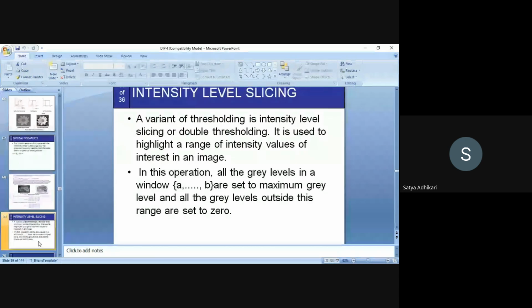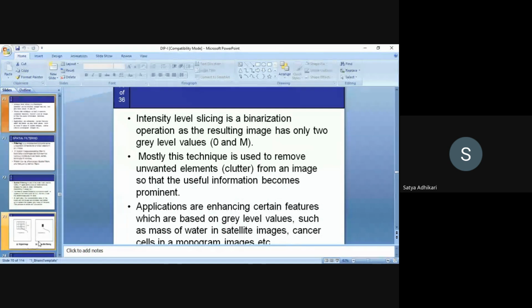So you see, if the gray level values are in a window A to B, suppose you take 100 to 200, any value that lies between 100 and 200 is immediately mapped to the maximum value 255. And any other gray level value outside of this range, suppose 220, is immediately mapped to 0, and 99 is immediately mapped to 0. So this is the difference between thresholding and intensity level slicing. It gives the same result, either 0 or m, but there is a technical difference: there is a fixed value in one, and a range in the other.